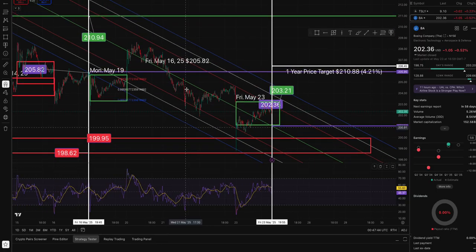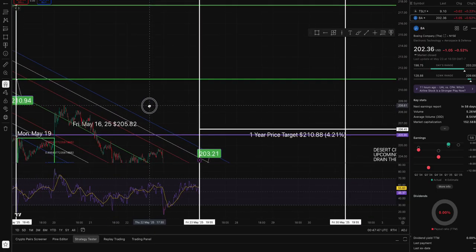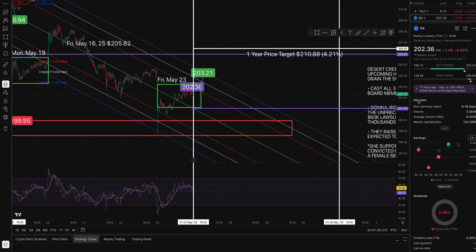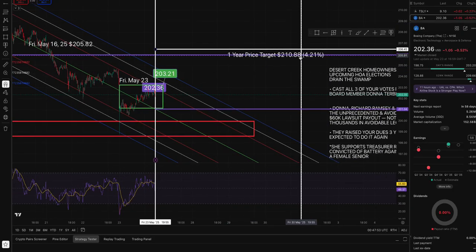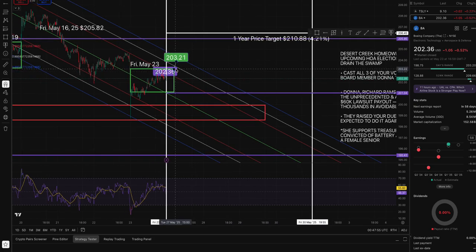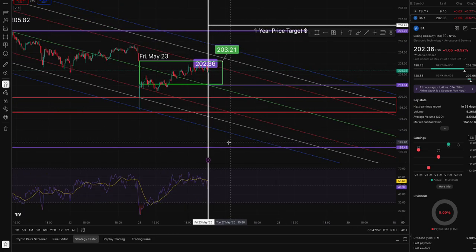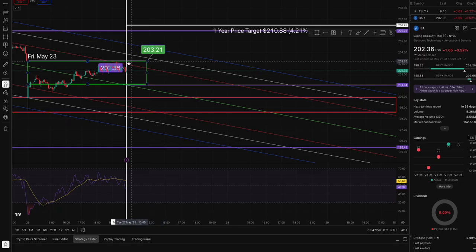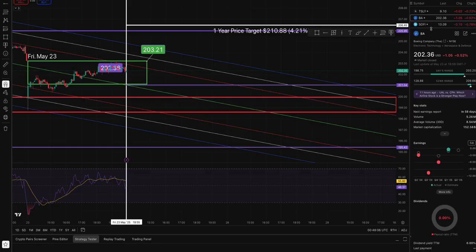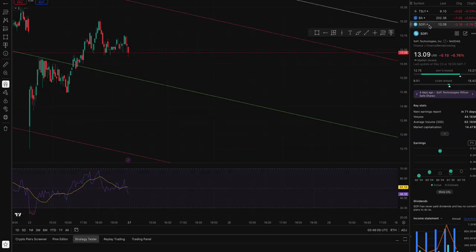And that is it. The 1-year price target is now 210.88, which represents a 4% return from where we are. And can we hit that? Yeah, but most likely not on Monday. Still in a downward pattern unless things reverse. Next one, SoFi.